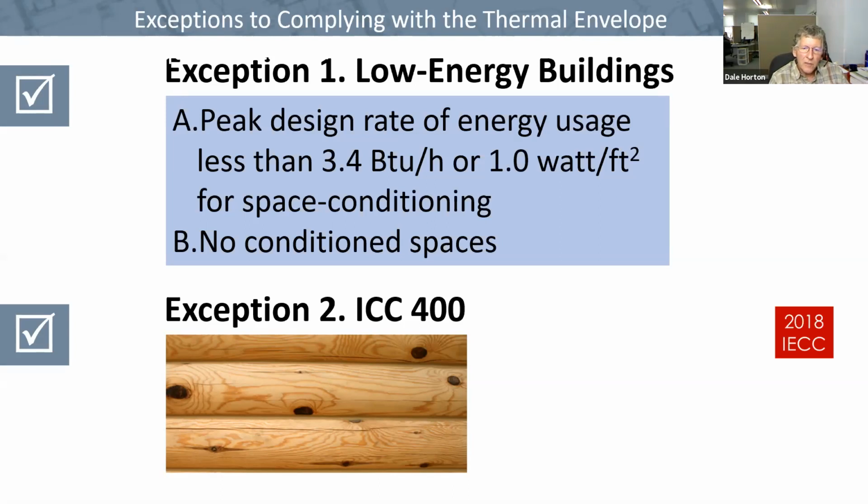In a new provision in the 2018 IECC, it provides an exception for the ICC standard 400. And this is a log homes standard that's existed for many years, but this is the first version of the IECC where it's inherently a part of the code unless it's amended out. I have no reason to believe it will be amended out. And so what it will say is that if you're doing a log home, then instead of paying attention to the thermal envelope requirements of the IECC, you can meet the thermal requirements of the ICC 400.